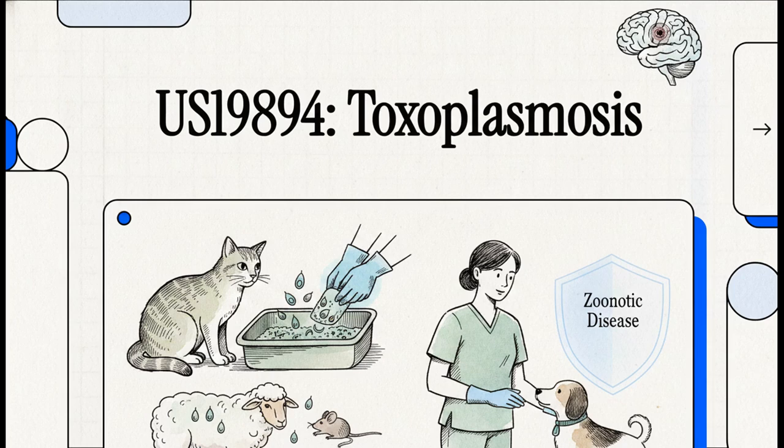As your Level 3 animal care tutor, I'm absolutely thrilled to guide you through today's explainer. We are mastering a really crucial topic for your upcoming Unit Standard 19894 assessment, Toxoplasmosis. And look, this isn't just about passing a test, right? It's about keeping yourselves, your clients, and the animals you care for totally safe from a very serious zoonotic disease.